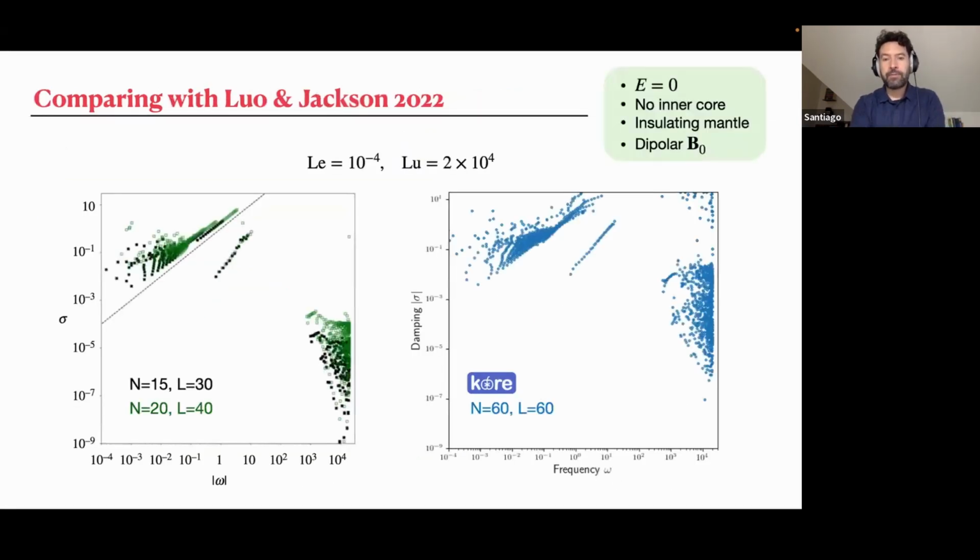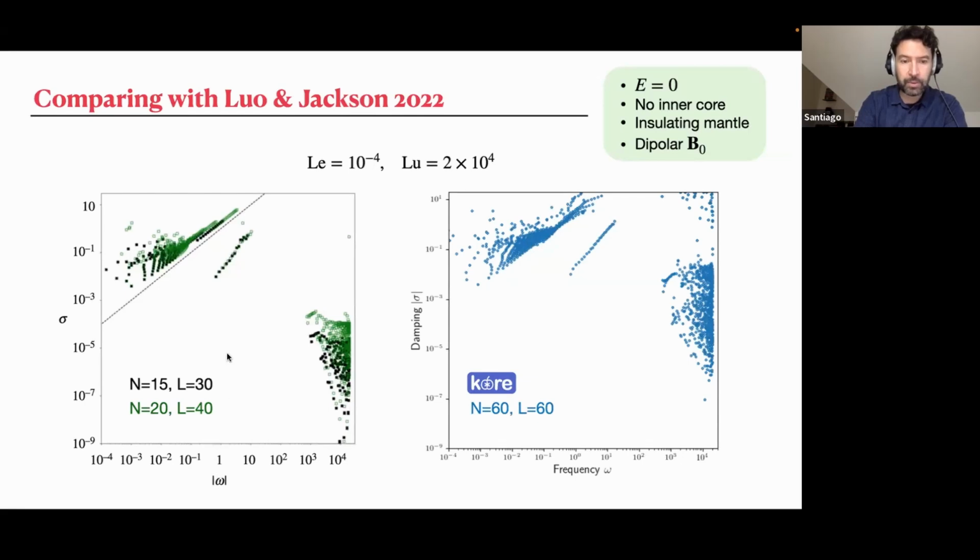Okay, so the results. First, we're going to do the comparison with what Luo and Jackson did, which is actually a very great help to have that paper, these results, because they help our validation immensely. And here I'm going to show the results in the complex plane, showing the eigenvalues. So sigma is the real part, and omega is the frequency. And this is in the Alfvén time units.